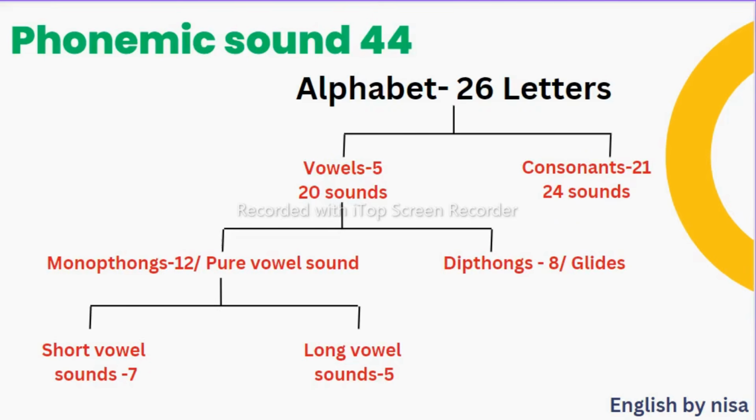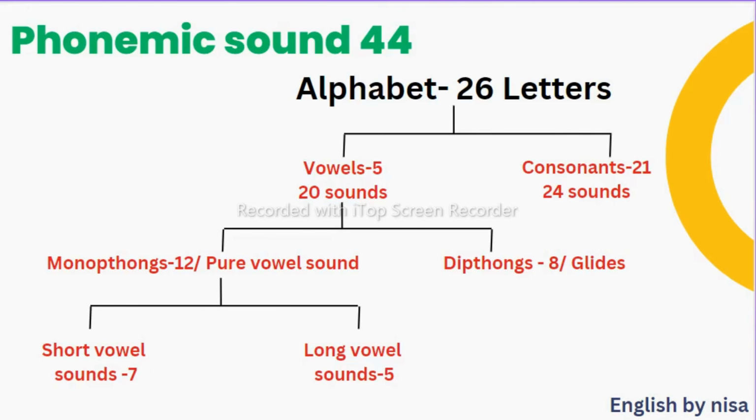Just now as I told you, these phonemic sounds are 44. In English we have 26 letters, which we call the alphabet. These 26 letters are divided into 5 vowels and 21 consonants. Each language has its own alphabet, meaning letters. But the difficulty with regard to the sound of English is that one letter may have more than one sound, unlike in other languages. These 5 vowels produce 20 sounds, and these 21 consonants produce 24 sounds.